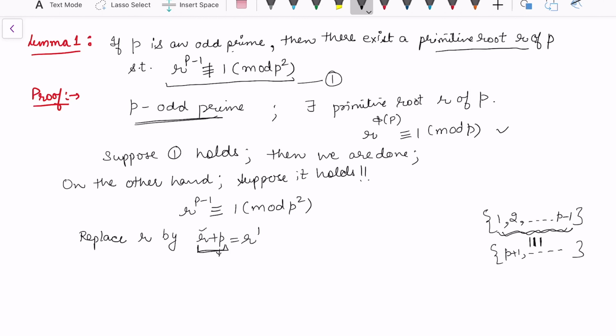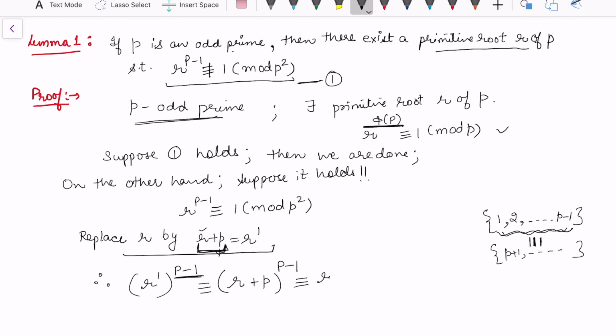Now to prove this theorem, we wanted to show that for any such number this is not going to be congruent to 1 modulo p square, so equation 1 holds. So replace r by r plus p equal to r dash, and this means r dash raised to the power p minus 1, so I am just keeping the power as phi of p. This is the same as r plus p whole to the power p minus 1, and applying the binomial theorem here, it is simply x plus y raised to this power.